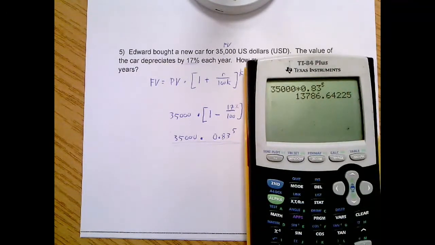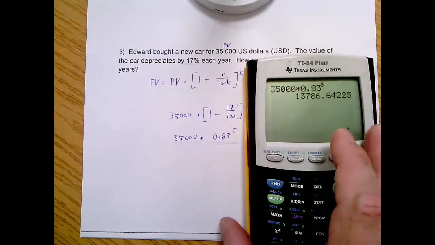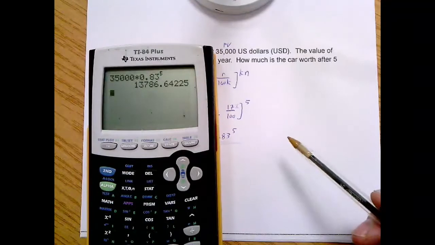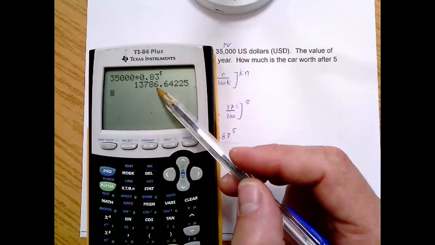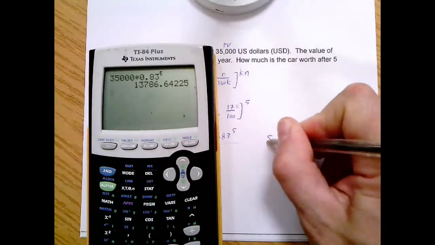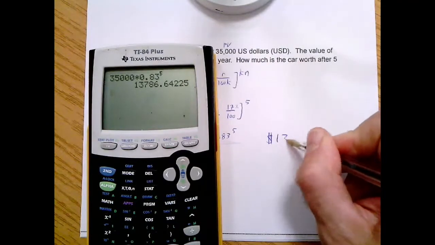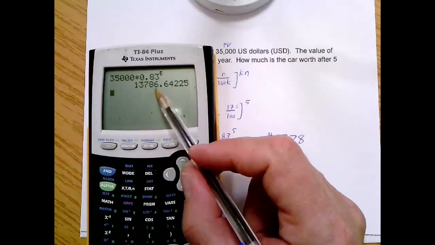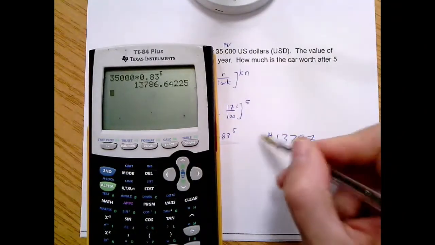And you get 13,786. For this question, usually when we're dealing with money, we're always going to the nearest one value. So in this case, it's US dollars. So we would say 13,780, and so there's a 6 here, so this is actually going to go up to a 7.